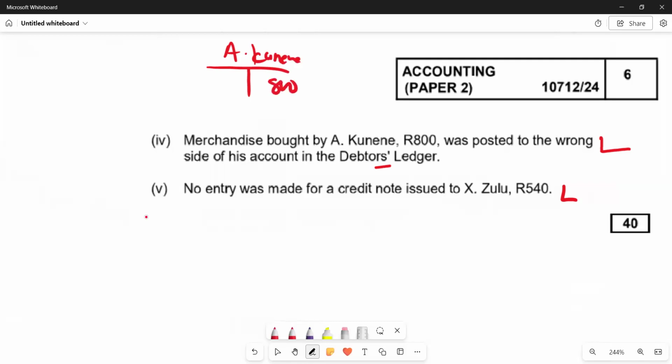So what are we supposed to do? We are supposed to first enter the 800 to remove this 800 that is on the wrong side, and then we enter the correct amount. So we're entering twice on the debit side. Remember, in the debtors ledger, the debit side is a plus, the credit side is a negative. So we are going to add 800 plus 800, which is 1,600. So we are just going to go to the balance of Ekunene and then add 1,600. So come here.